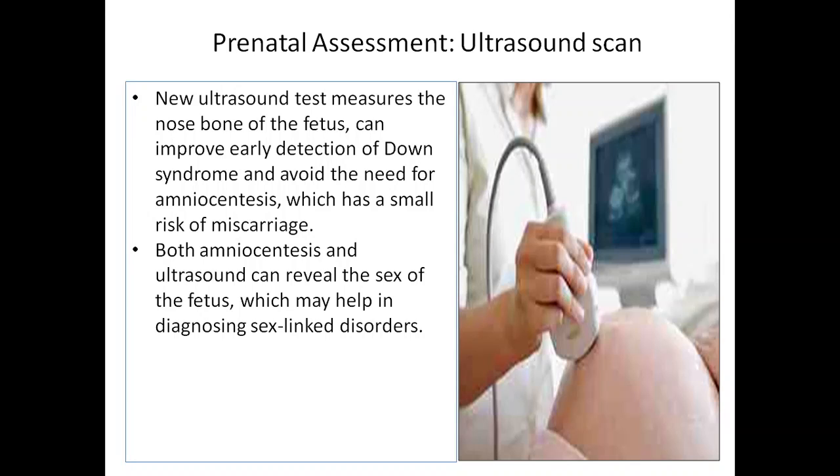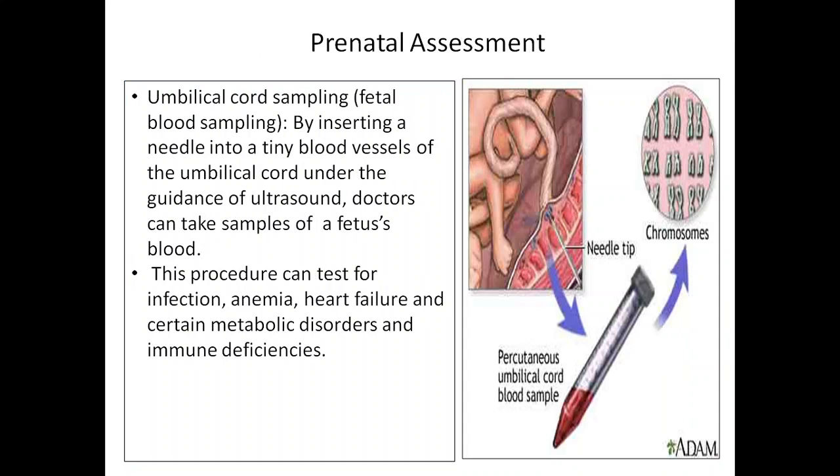A new ultrasound test measures the nose bone of the fetus, which can improve early detection of Down syndrome and avoid the need for amniocentesis, which has a small risk of miscarriage. Both amniocentesis and ultrasound can reveal the sex of the fetus, which may help in diagnosing sex-linked disorders.